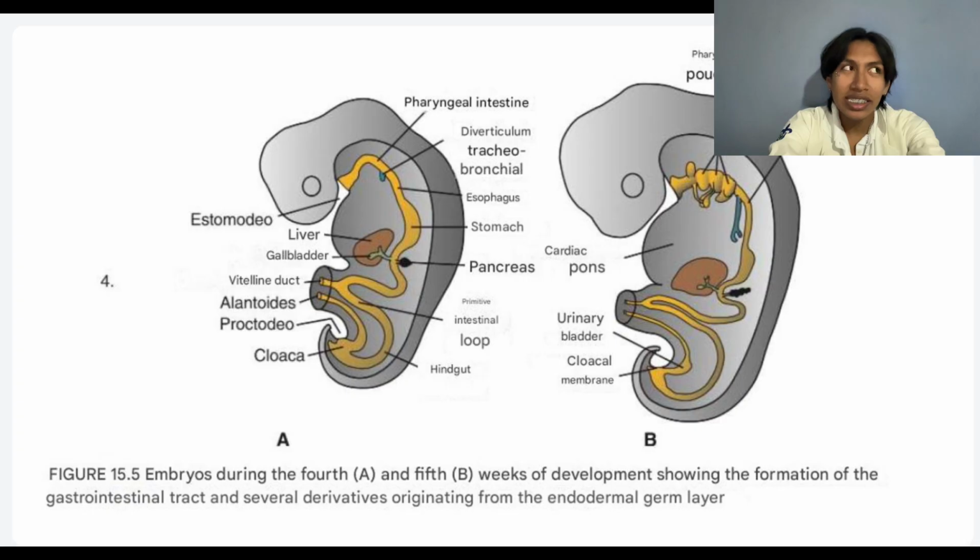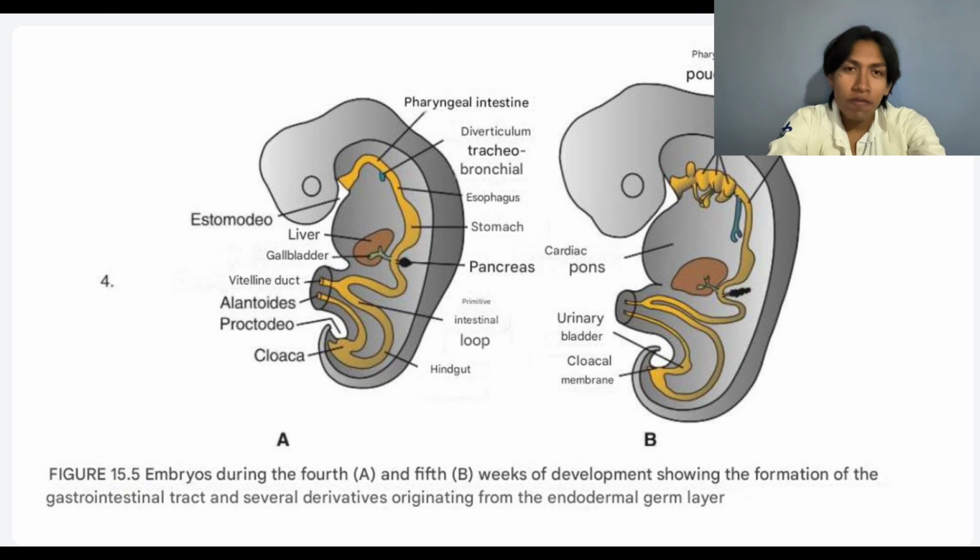And three is the duodenum, formed from the foregut and midgut, and it rotates and becomes C-shaped. Its lumen is temporarily obliterated and then recanalized. And four is the liver and biliary apparatus. The liver develops from the hepatic diverticulum. The gallbladder and the cystic duct develop from the cystic diverticulum.